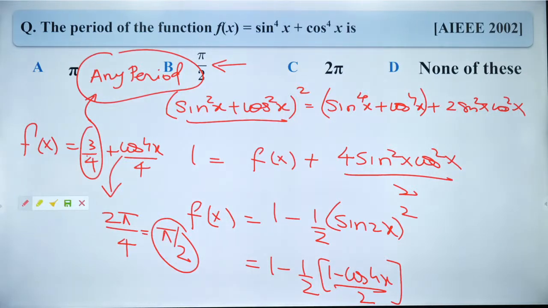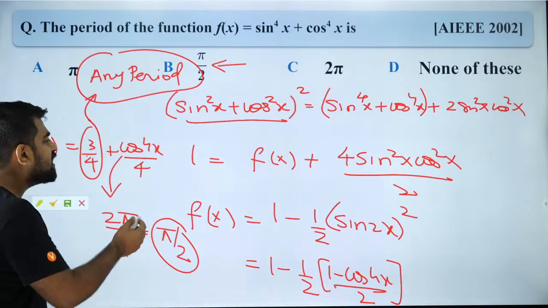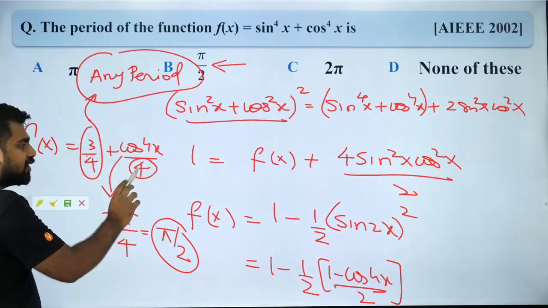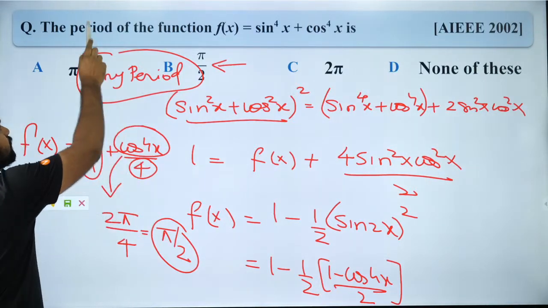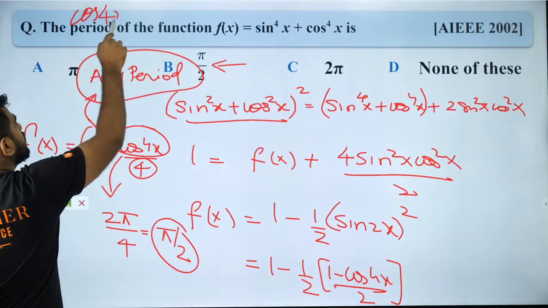How could you tell the period of cos 4x by 4? See, Kirito, constants have no effect. Don't worry about this 4 here. This is not cos power 4, Kirito. This is cos 4x. It is cos of 4x.